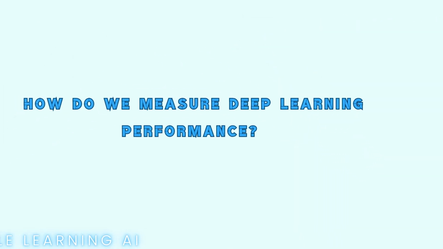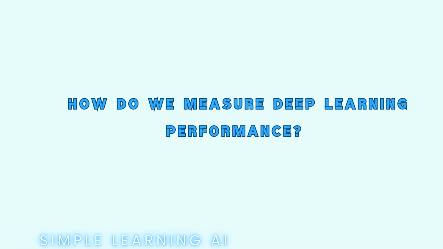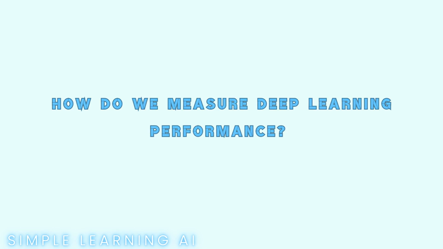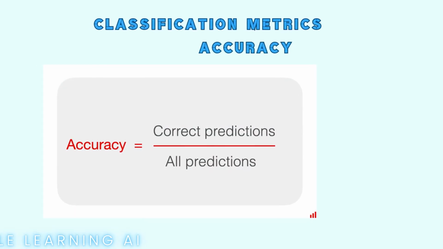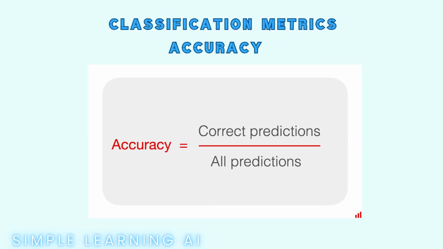How do we measure deep learning performance? Once your deep learning model is trained, you need to evaluate how well it's doing. That's where scores and metrics come in. Classification metrics. Accuracy. The percentage of correct predictions. If your model made 100 predictions and got 90 right, the accuracy is 90%.